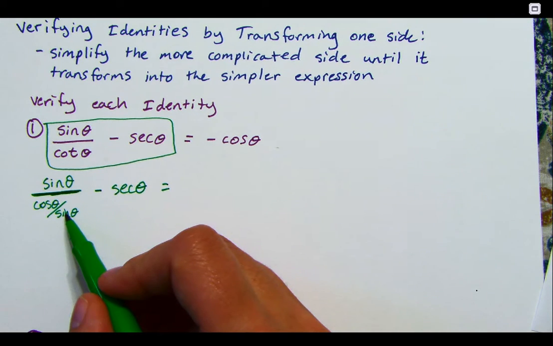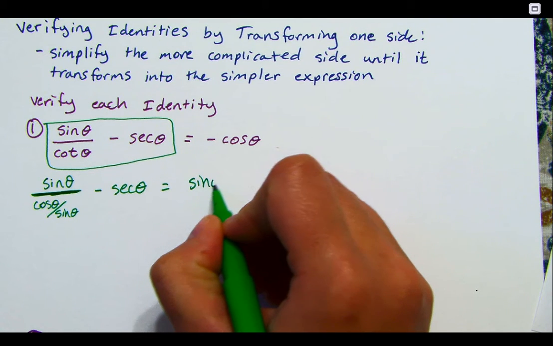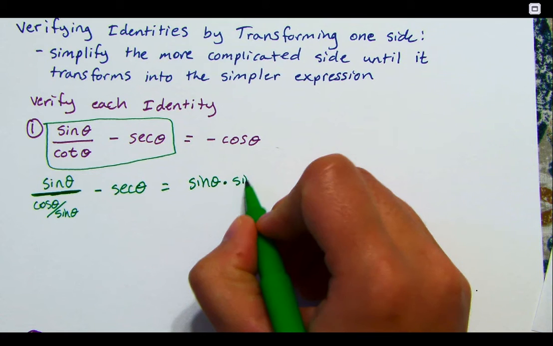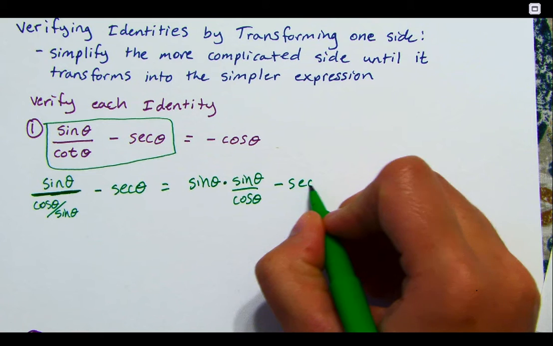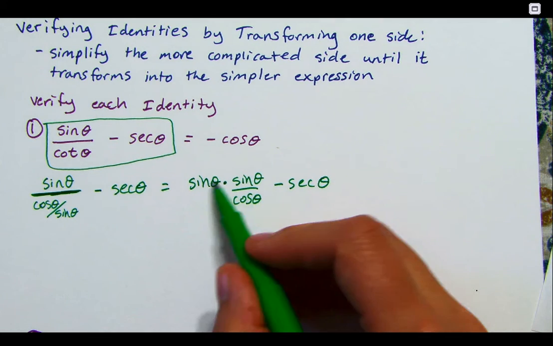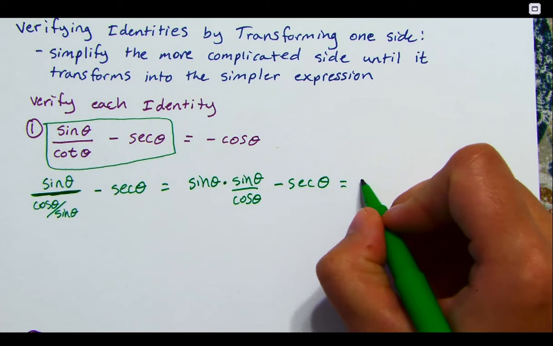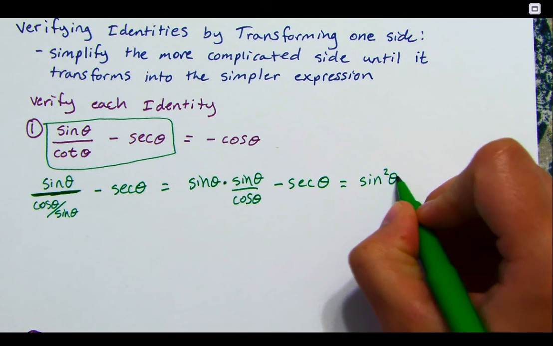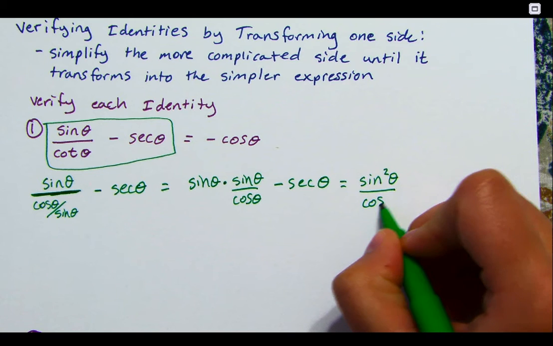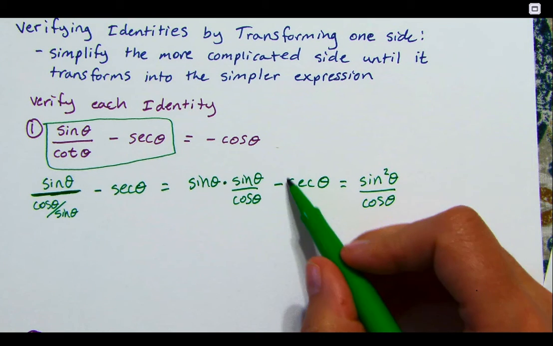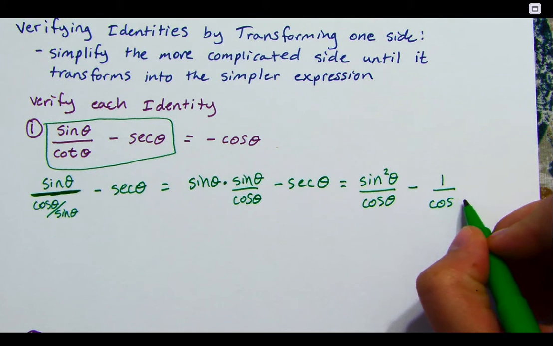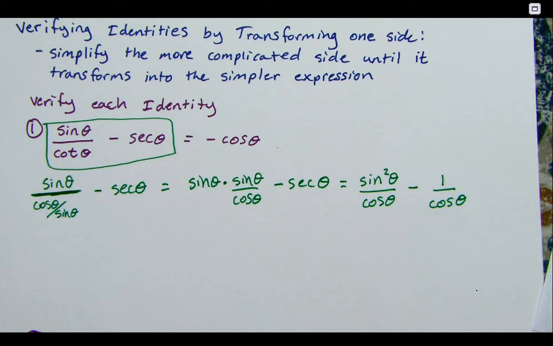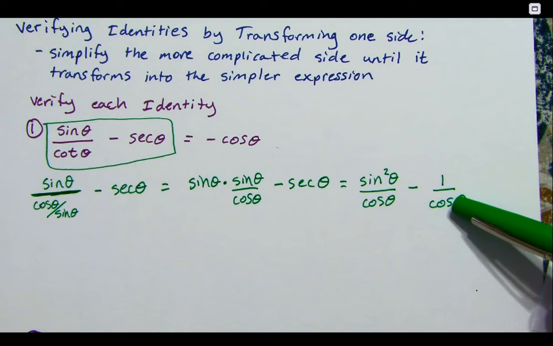Right now, I don't want to divide by the fraction, so instead I'm going to multiply by the reciprocal. So I'm going to have sine theta times, and then sine theta over cosine theta, still minus the secant theta. Now if I simplify that by multiplying straight across, that will become sine squared theta over cosine theta. And now I'm going to choose to use the reciprocal of this one. So we're going to minus 1 over cosine theta. Okay. Now that worked out nicely for me because I have the same denominator.